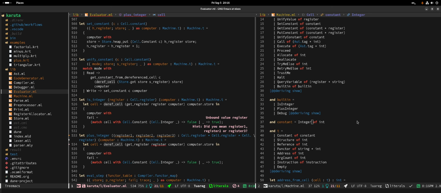No, because we also need... Well, first of all, we have registers. We need to look at cells instead. So we need to grab the contents of the registers from the computer first.